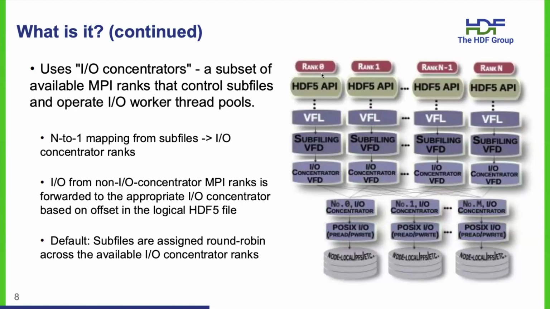This is what John alluded to yesterday: you can swap out the IO concentrator for something else, for example, if you're doing encryption, you can swap that out and use that instead. But as it currently stands, we only have one IO concentrator available to use with subfiling.